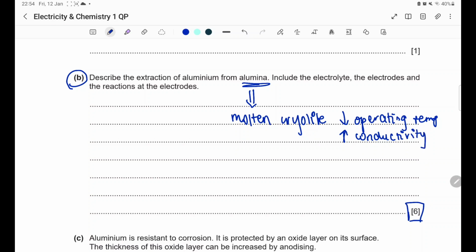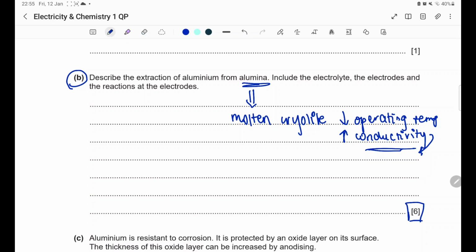Now, it's usually 2 marks, but if they do it for 3, then your 3rd point is going to be the base of this point, and that's allowing ions to move, basically free moving ions, and that is how conductivity occurs. So molten cryolite is used to decrease the operating temperature and increase the conductivity of the system.